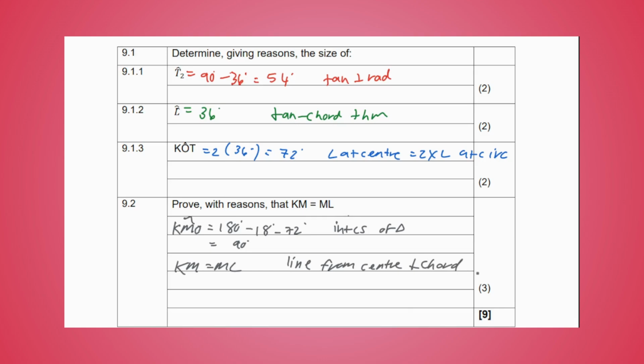Okay, not bisects the chord. Bisects the chord is a reason for why they are perpendicular. The thing that you are proving is not the reason, okay? The reason is what you have that makes that true. Okay.